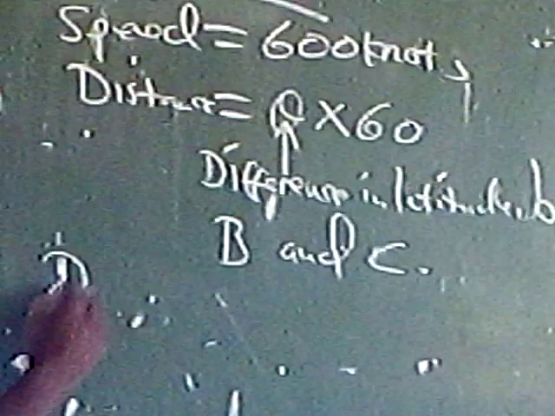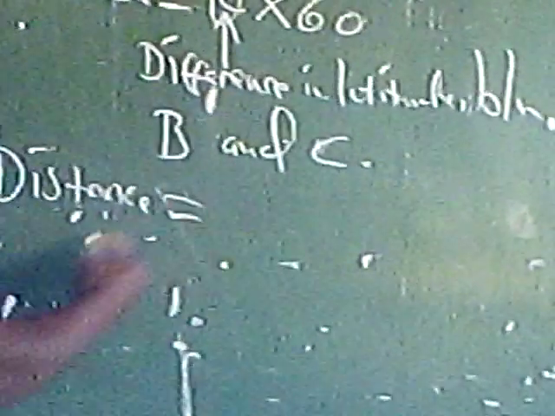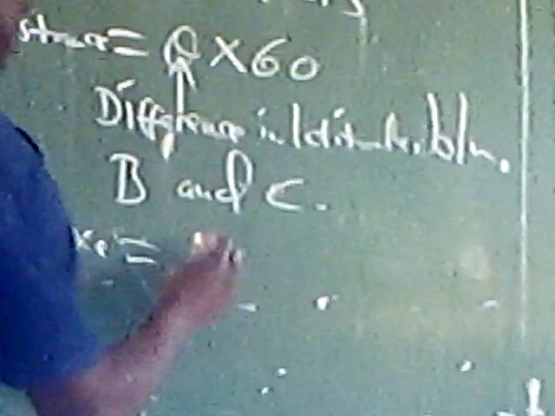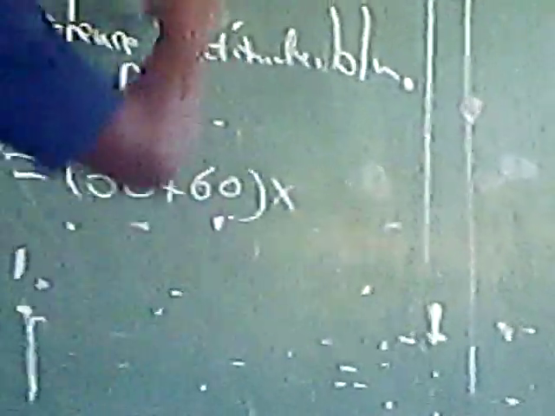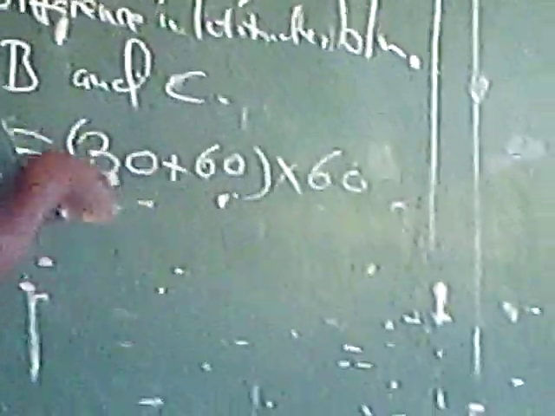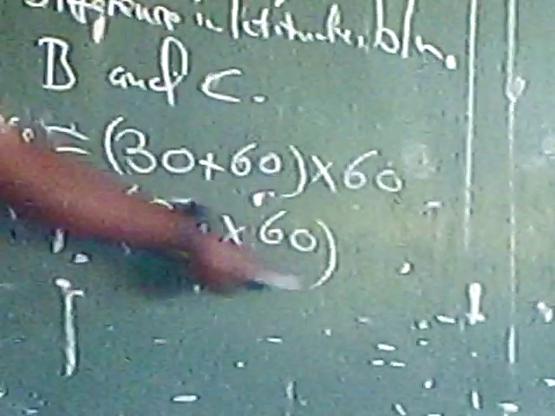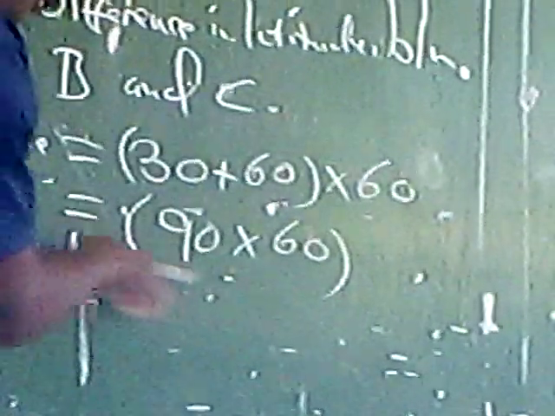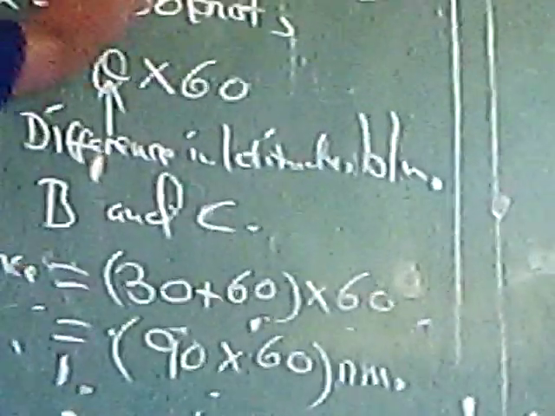The distance now will become, observe, this theta will actually be 30 plus 60, times this 60 here in the formula. If you simplify this, we have 60 plus 30, this is 90, times 60. You may choose to just leave it here as your distance. So indeed, this is the distance in nautical miles, which is what we want. Distance has to be in nautical miles.